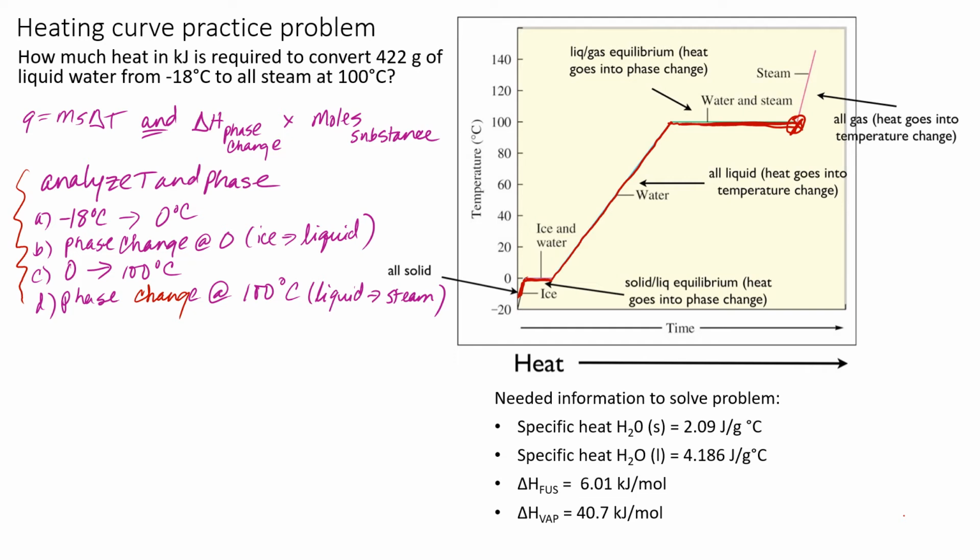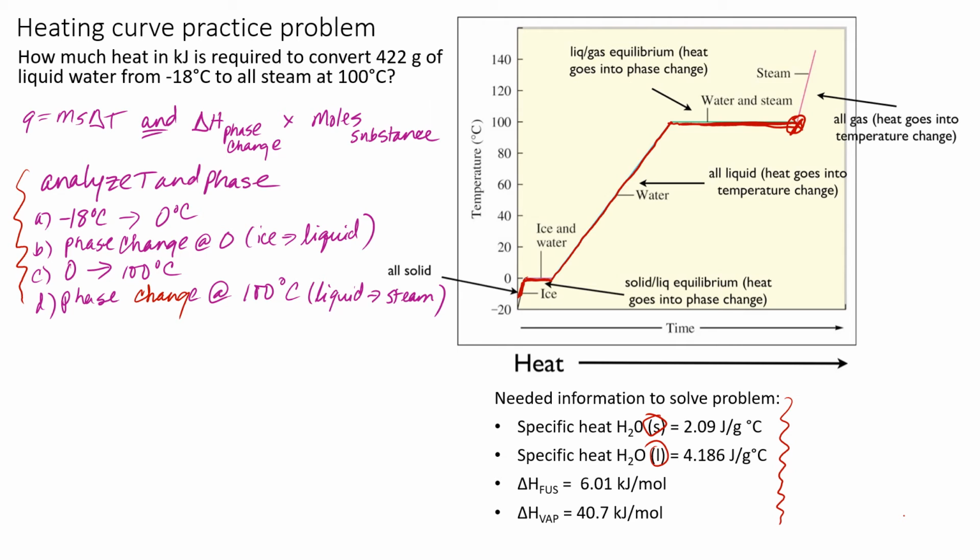So we have four calculations to do here. Two of them are going to involve Q equals ms delta T. And the other two, B and D, are going to involve the delta heat of the phase change times the moles of the substance. Now, we should focus our attention once again over here on these numbers. We will use different specific heats depending on whether we're in the solid phase, the ice phase, or the liquid phase.